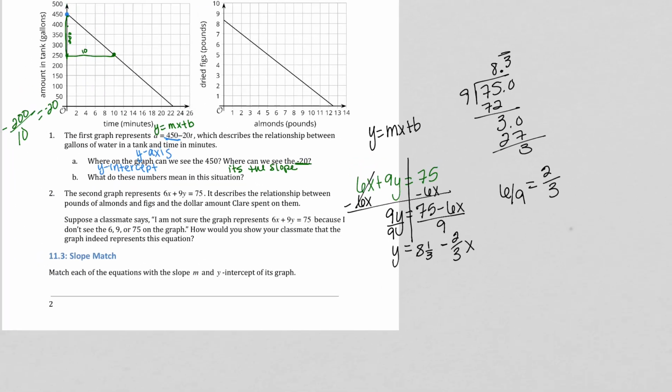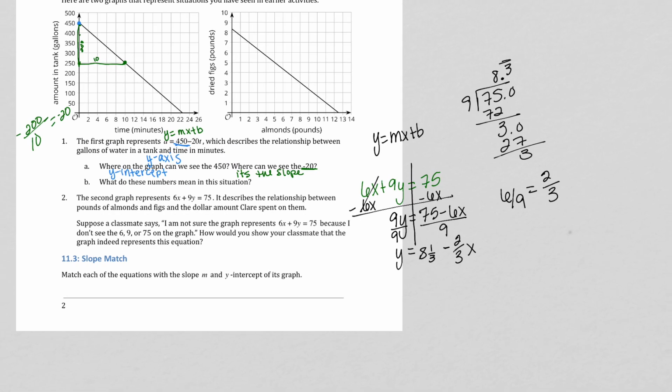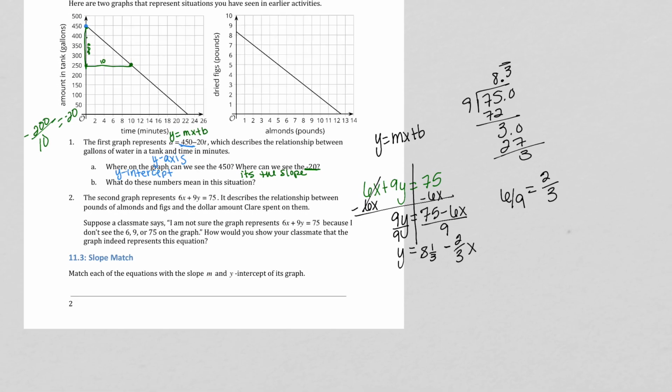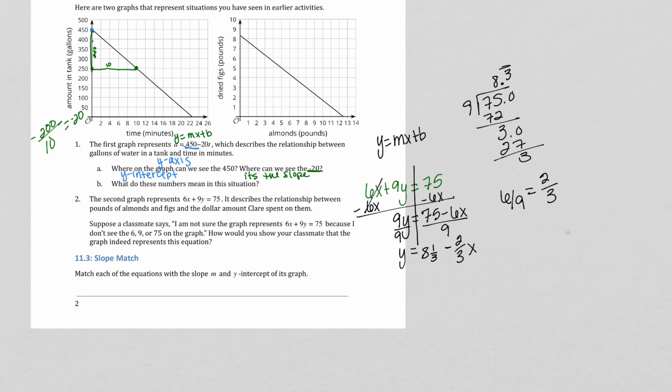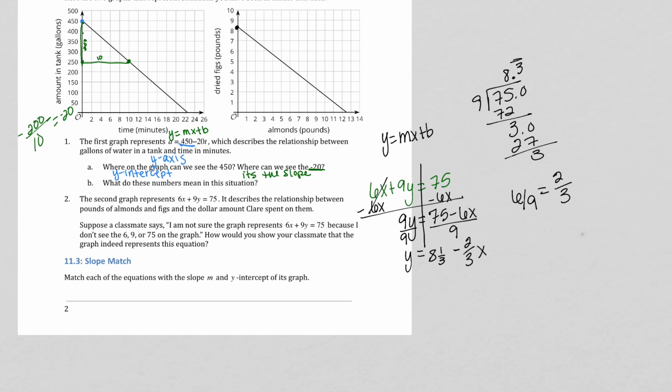2 thirds. Is that attached to the x? What's my y-intercept? Which one's my b? It's 8 and 1/3. Is that where my y-intercept is on the second graph? Yes. Okay, and then my slope, is it 2/3? Down is a negative 2/3, so down 2 and to the right 3.